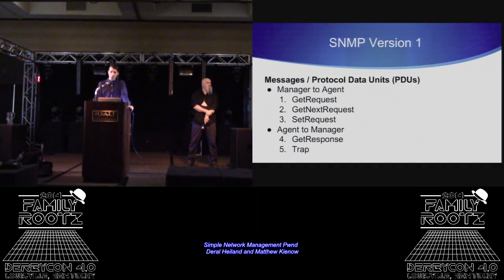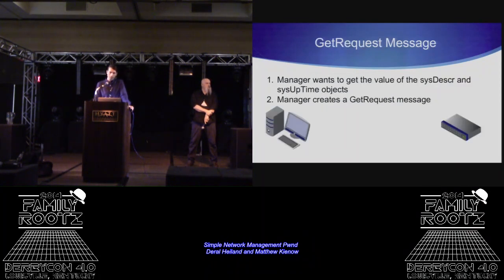Version 1 of the protocol introduced 5 major messages. Those can be divided into 2 categories, those from the manager to the agent, and those from the agent to the manager. The GetRequest message is used to get the value of one or more variables from an agent. Let's take a closer look at how that might work.